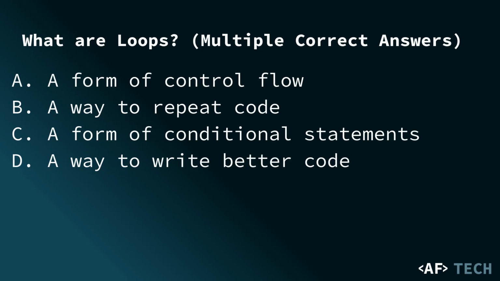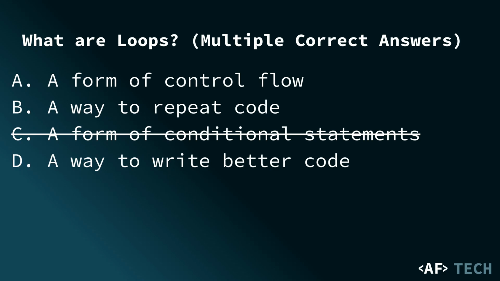What are loops? Here there are multiple correct answers. A form of control flow, a way to repeat code, a form of conditional statements, or a way to write better code. C is the only one we will not select. A, it is definitely a form of control flow. Loops just control the flow of our program very well. They can just repeat code or do whatever we're wanting them to do.